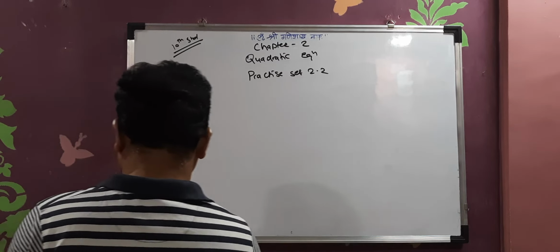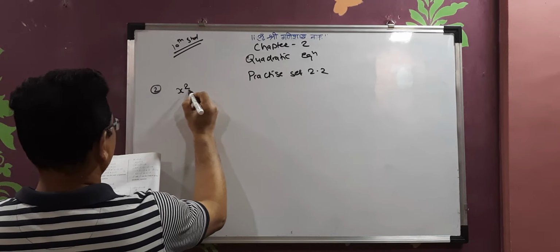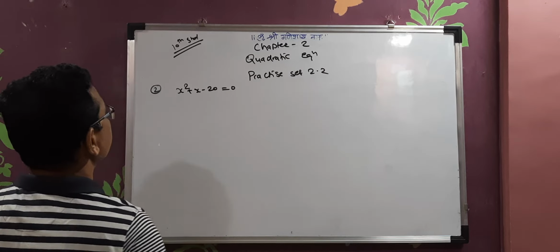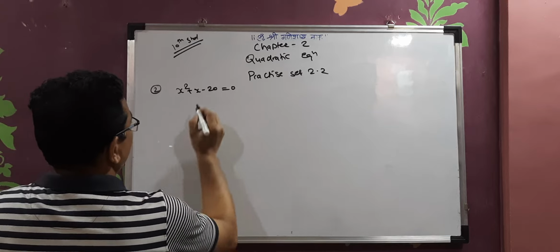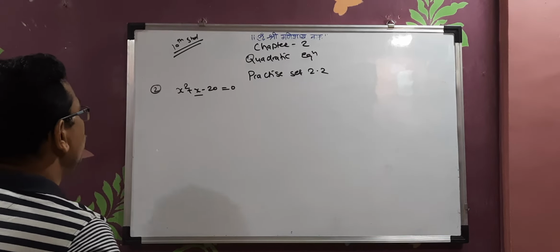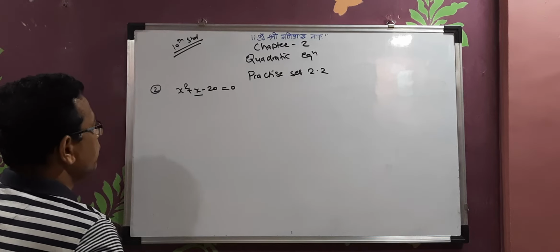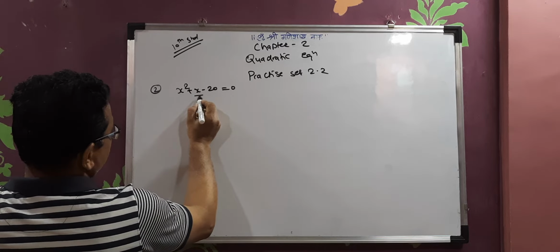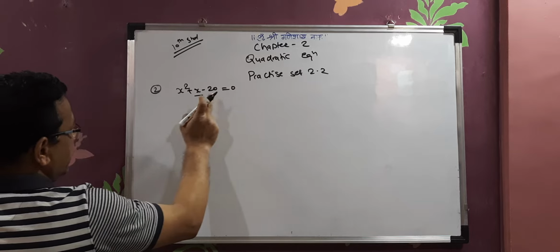It is now problem number 2. It is x square plus x minus 20 is equal to 0. Now similar to the earlier problem, you have to split the middle term to get two new terms which will satisfy the required condition. The required condition is that the product of these two terms should be equal to the product of the quadratic coefficient and the constant.